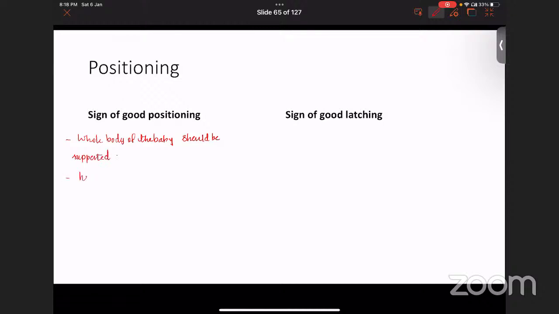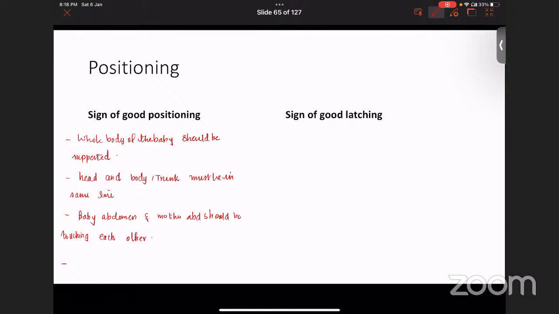Exactly. Head and body, that is your trunk, must be in the same line. The baby's abdomen and the mother's abdomen should be touching each other. And the last thing is the baby's nose at the level of the nipple, right?